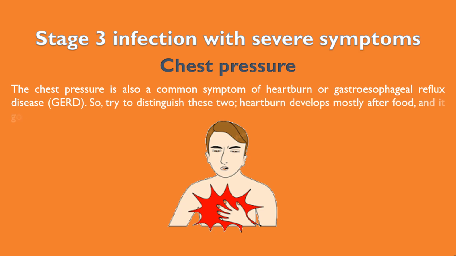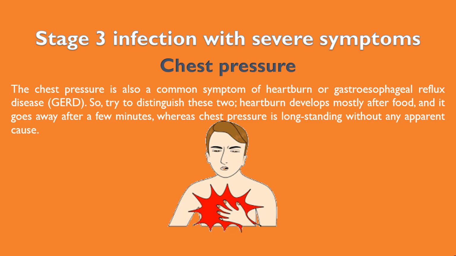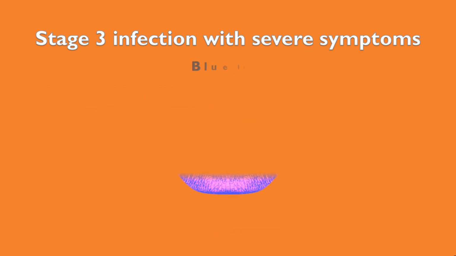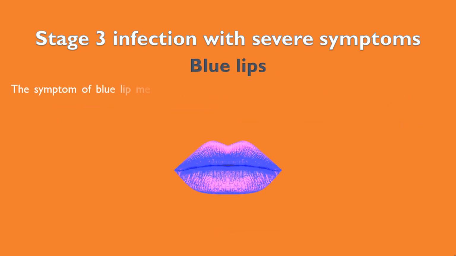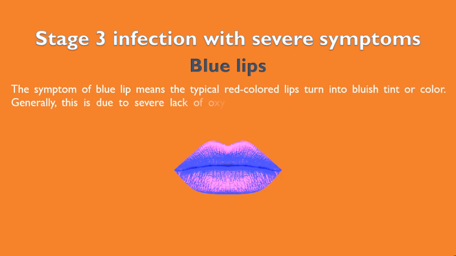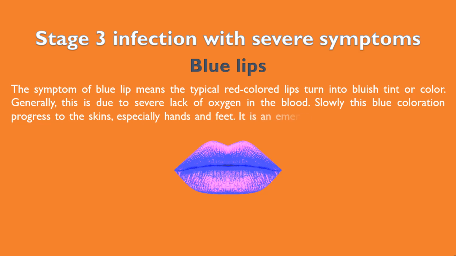Heartburn develops mostly after food and it goes away after a few minutes, whereas chest pressure is long-standing without any apparent cause. Blue lips. The symptom of blue lips means the typical red-colored lips turn into a bluish tint or color. Generally, this is due to severe lack of oxygen in the blood. Slowly, this blue coloration progresses to the skin, especially hands and feet. It is an emergency symptom, so you should contact your doctor immediately.